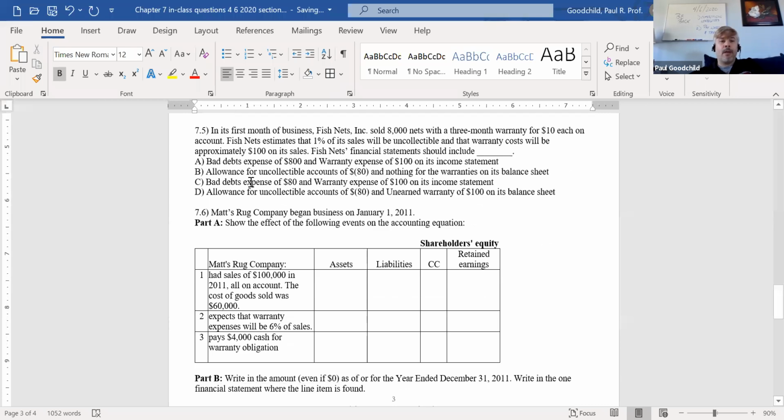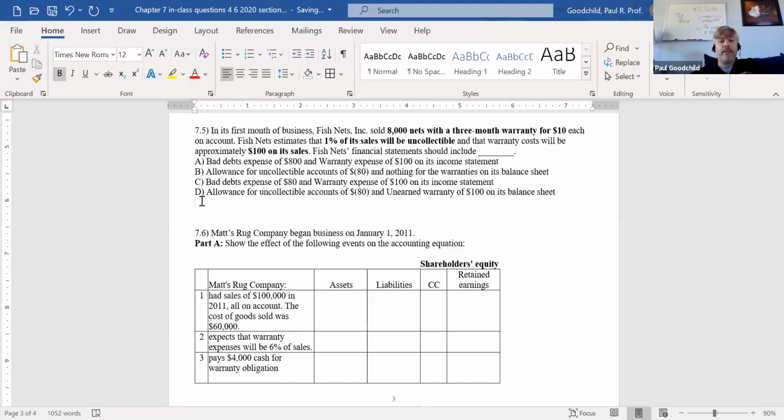Okay, so looking at the first example there. In the first month of business, Fishnets Inc. sold 8,000 nets with a 3-month warranty for $10 each. Fishnets estimates that 1% of its sales will be uncollectible. So that's related to bad debts. And the warranty costs will be $100 on its sales.